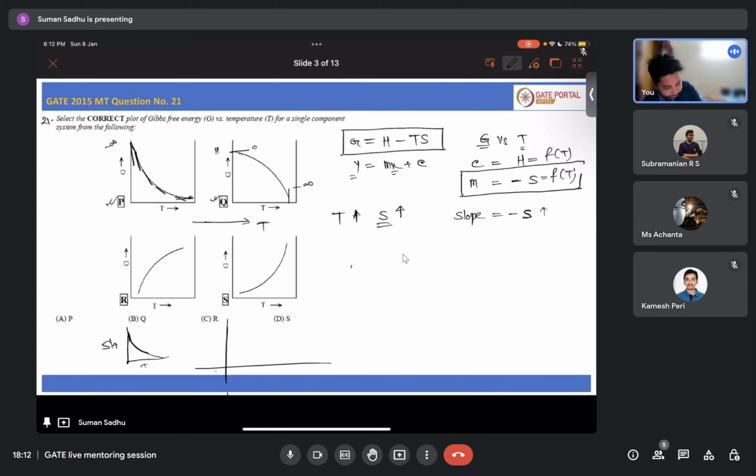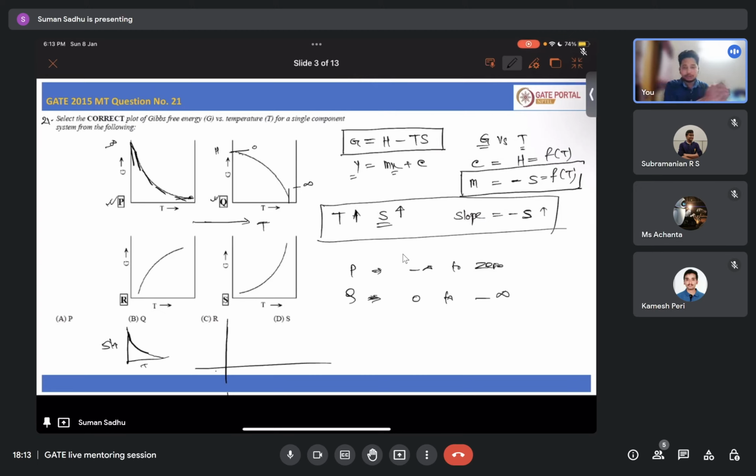So in option p, your slope is changing from minus infinity to 0, and in option q, slope is changing from 0 to minus infinity, right? So that means with T what should happen? With T your slope is going to be more negative. In option q you can see that with increasing temperature, your slope is going into the more negative direction, right? So your correct answer will be option q, not option p.